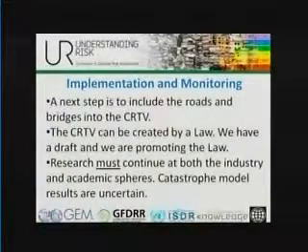Most important, the research. The research must continue at both the academic and the industry sphere. It is quite important. The academy has to work hand in hand with the insurance and the financial industry. That is because the catastrophe model results are quite uncertain. Even for the state of the art, they are quite uncertain. So more research is necessary. And that's it. Thank you.